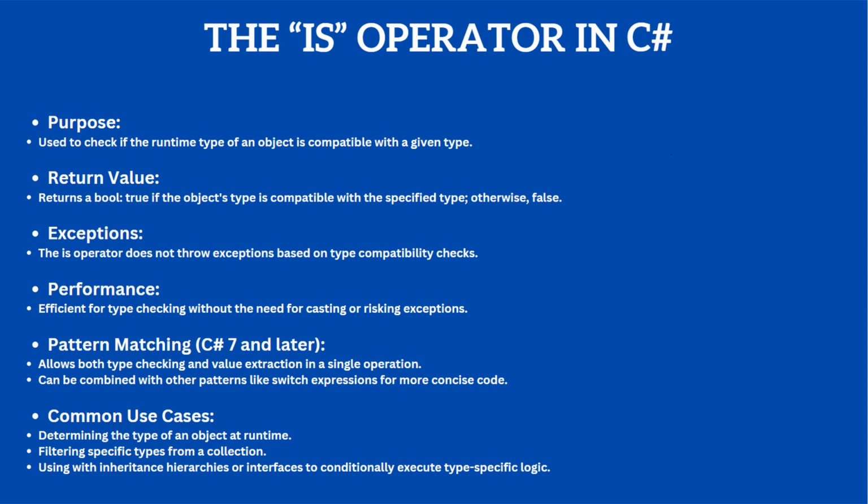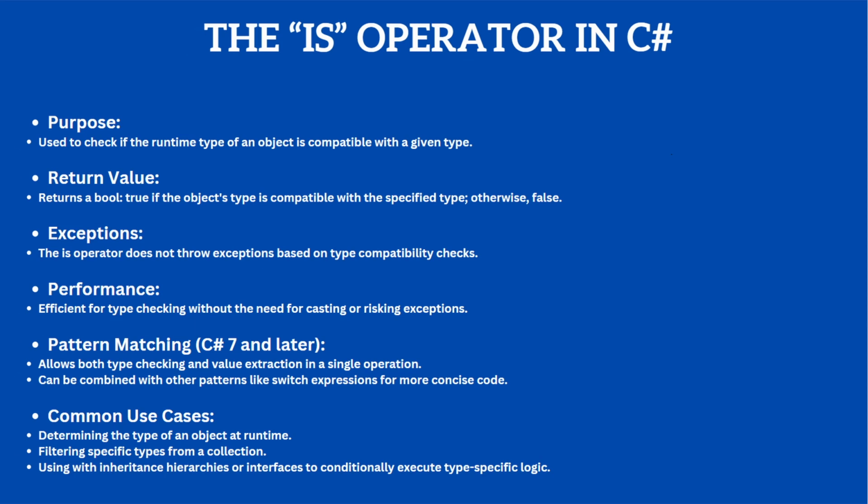Let's start with the is operator. What is the purpose of the is operator in C#? It is used to check if the runtime type of an object is compatible with a given type. The is operator has a Boolean return type. That means it is going to return true if the object type is compatible, otherwise it is going to return false. And when it comes to the exception, performance, pattern matching, and common use cases, you can actually pause the screen and read them on your own.